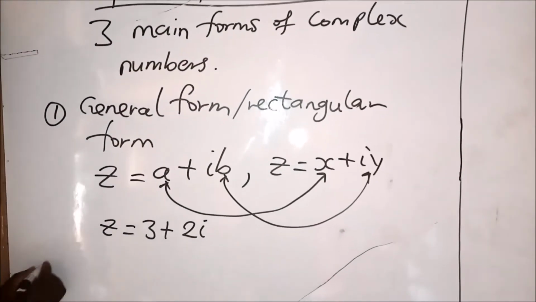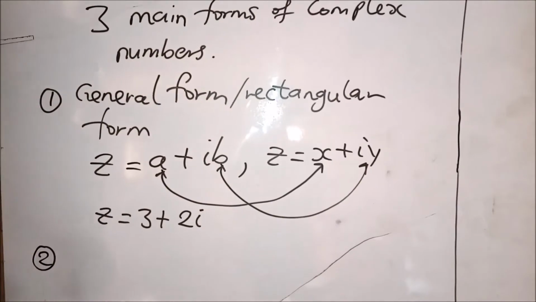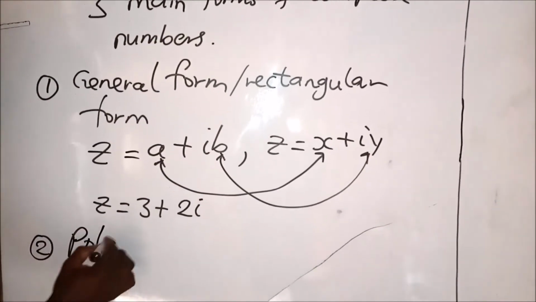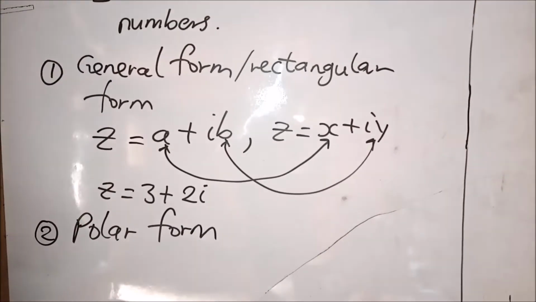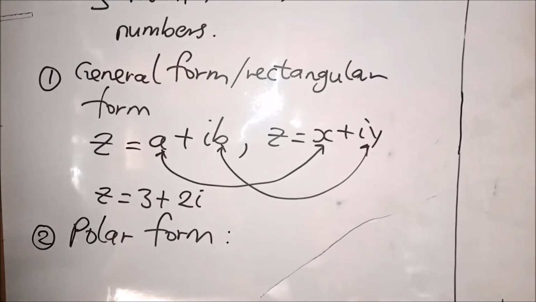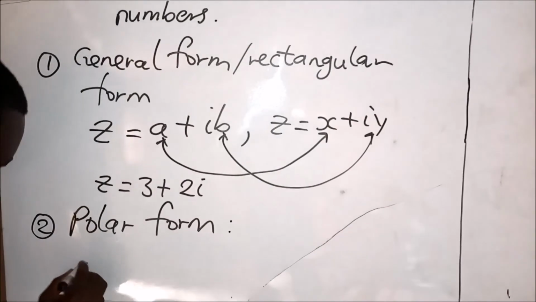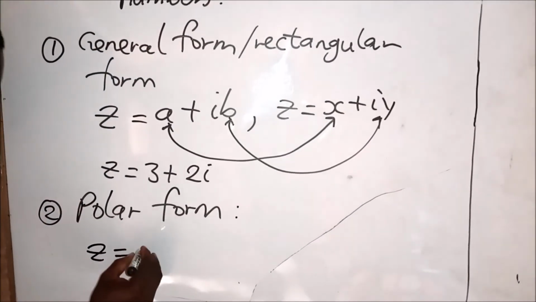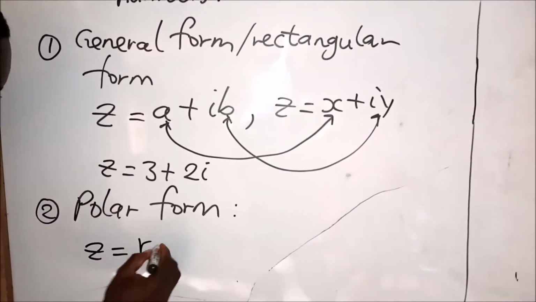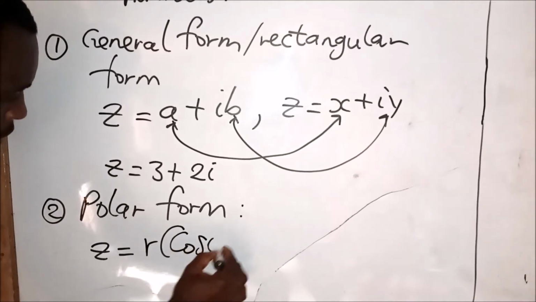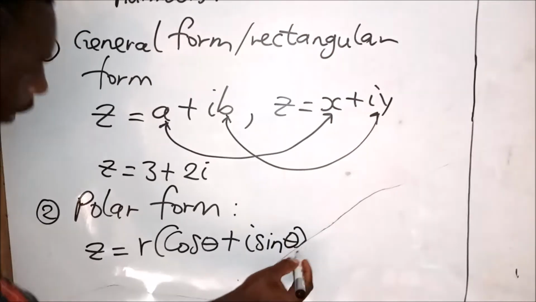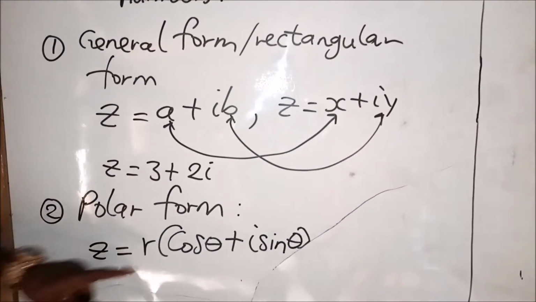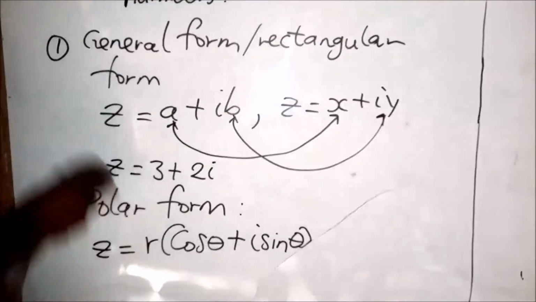Now the second form of a complex number is what we call the polar form of a complex number. Now this polar form is given as z equal to r bracket cos theta plus i sin theta. Now let's look at how this was obtained.